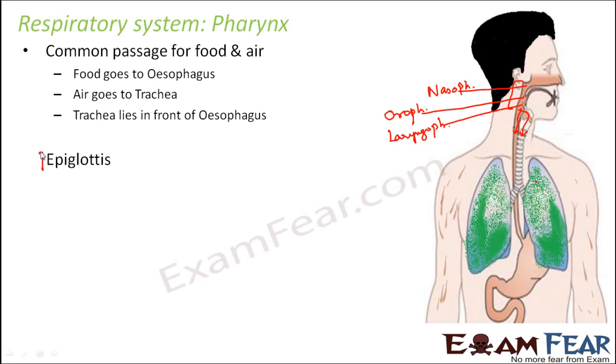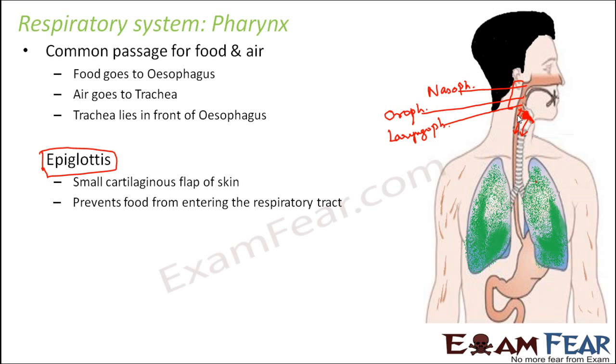For that we have a cartilaginous structure known as the epiglottis. Here, if you see, you have a brown colored structure like this. This structure is like a flap which remains closed all the time, and it opens only when air has to pass through the trachea. So this covering protects food from entering into the trachea. It is a small cartilaginous flap of skin, a very small flap. It prevents food from entering the respiratory tract.